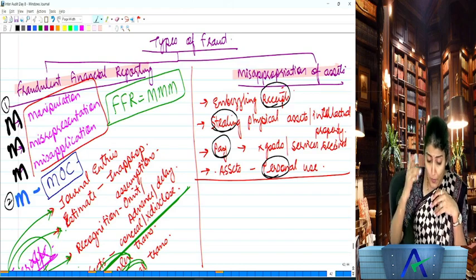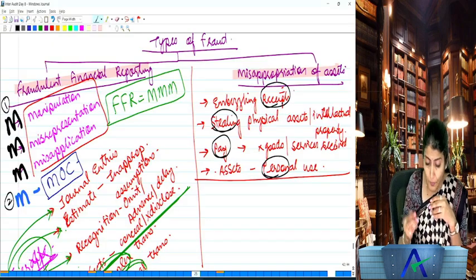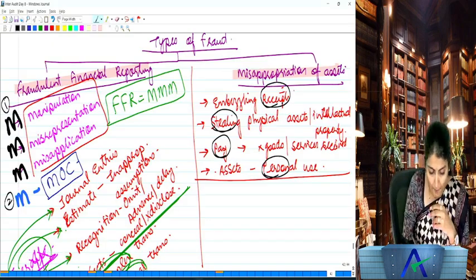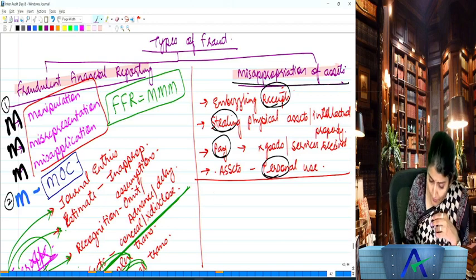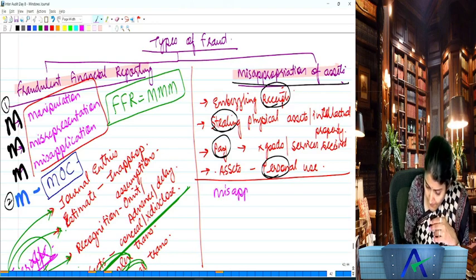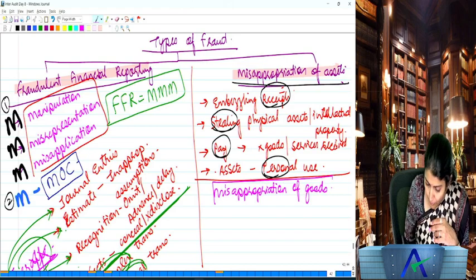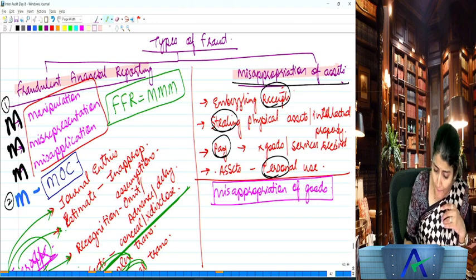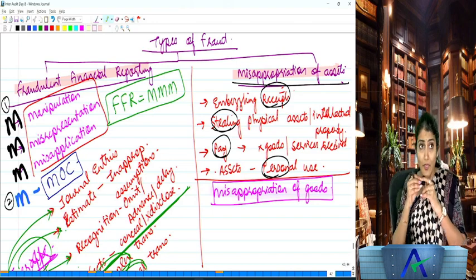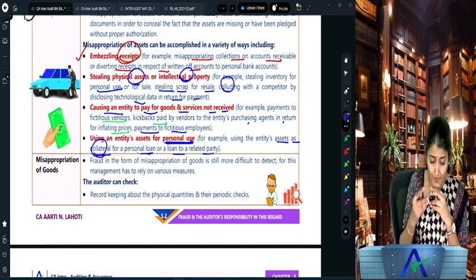Okay, then what does it say? One type of misappropriation of assets is the misappropriation of goods. So what is the big heading over there? Misappropriation of assets. Under that, what is the subheading? It is the misappropriation of goods. That means the inventory of the company is being misappropriated. Would the company like to take steps to prevent the inventory from getting misappropriated?